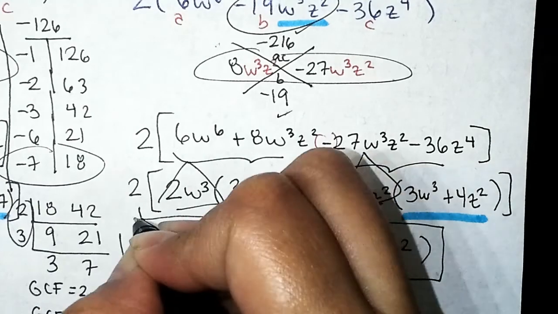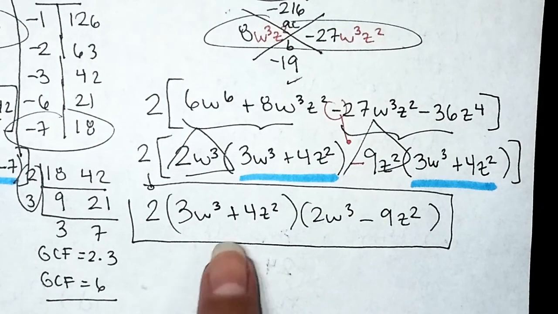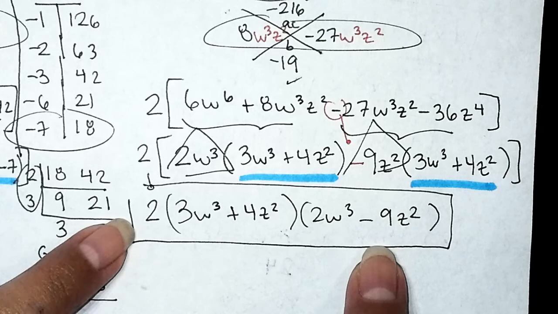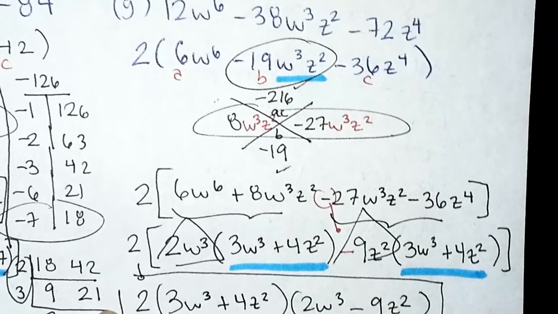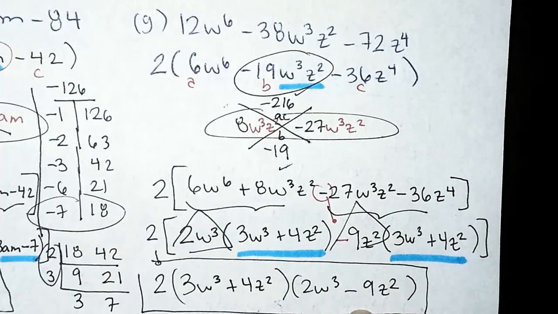So if we were going to check it by hand, how would we do it? We will FOIL it out, distribute the 2, combine like terms, and then confirm that we end up with the original trinomial.